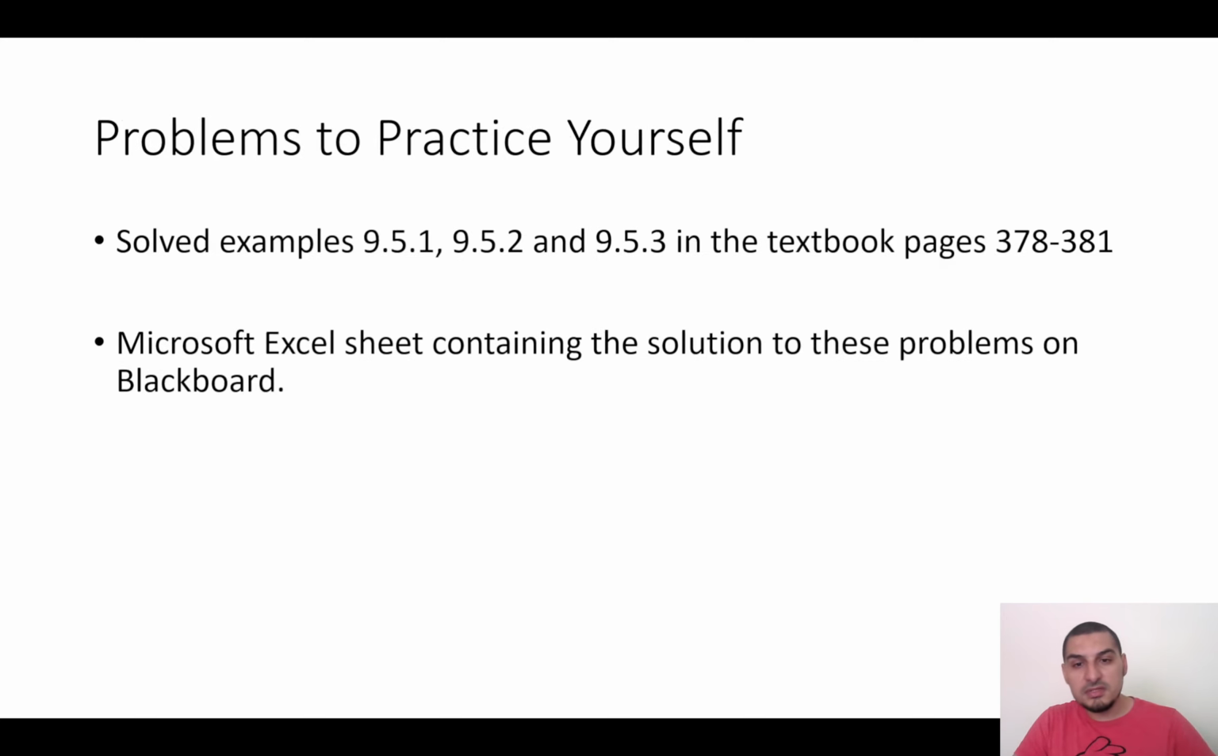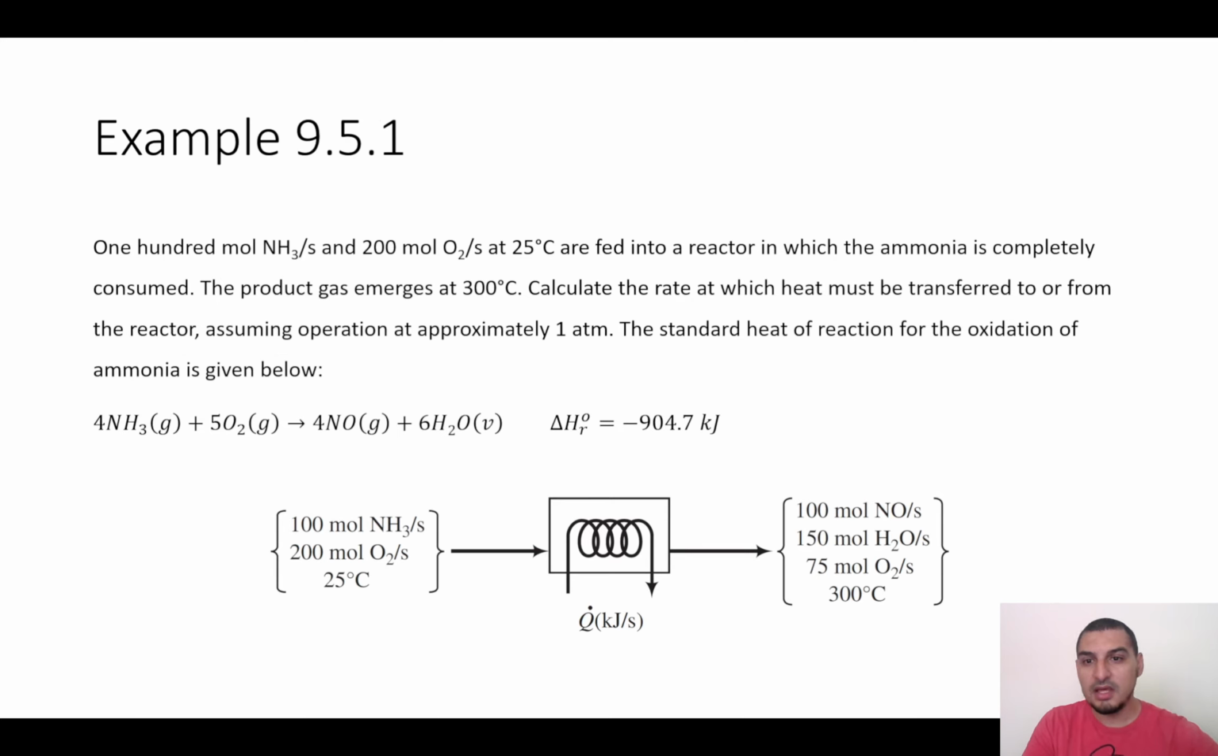There are some examples in the textbook that are helpful that you can try. They are already solved, 951, 952, and 953. And I already have an Excel sheet containing the calculations for these methods, and I'll share the link to this Excel file in the video description. It's helpful just to see how the calculations are made and to see the numbers one by one.